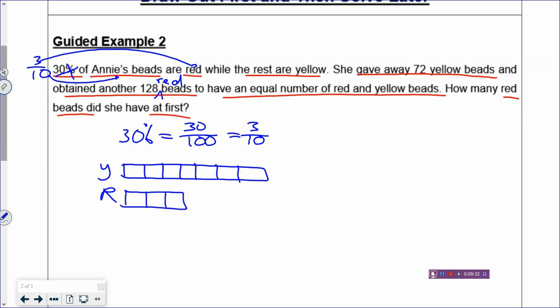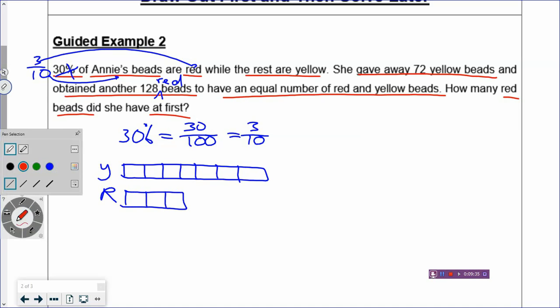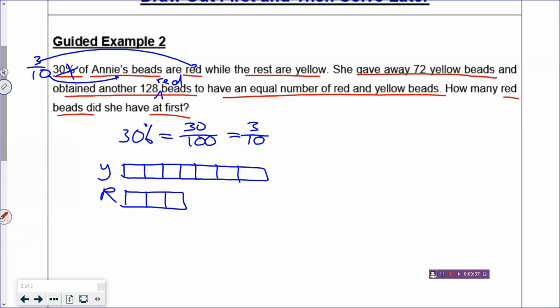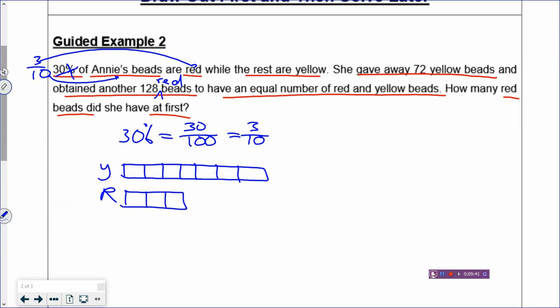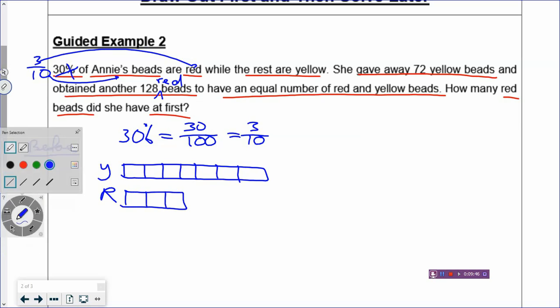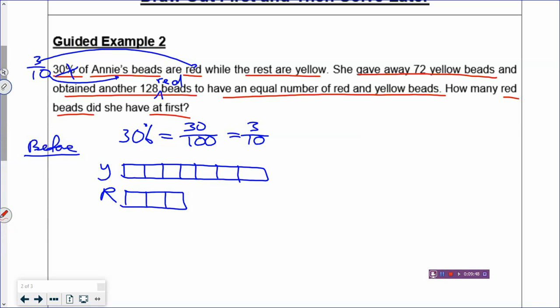Okay? Alright. Now, like what I said earlier on, sometimes you can combine them together. You can combine the before and after model together. So this is your before model that I've just drawn. Then how do you draw the after model? Now, the after model will be quite easy to draw. Now, the question says that she gave away 72 yellow and took another 128 red. And then what happened? There will be equal number of red and yellow.